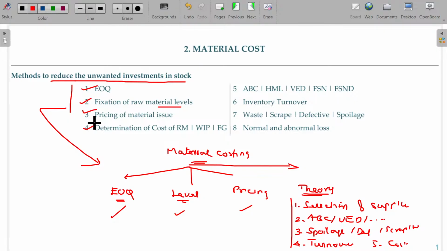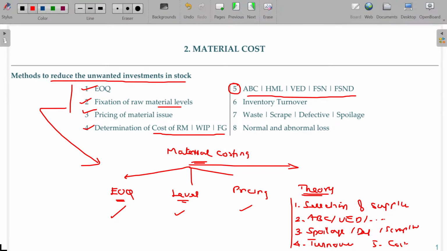The cost you spend to bring the material and store to your place will be included in the cost of the material itself. Similarly, in case of finished goods, in case of work in progress, how can we calculate all? So this will fall under this case. Cost of raw material, work in progress and finished goods. And classification of the inventory. Classification of inventory predominantly, we may follow one of these 5 aspects or methods: ABC, HML, VED, FSN, FSND.